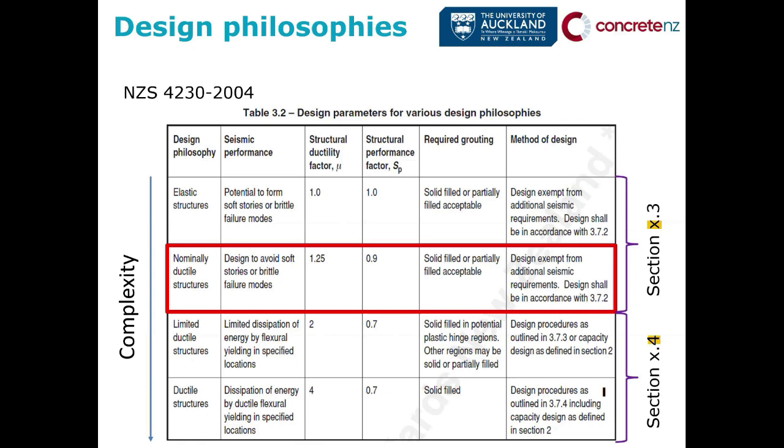Why is this? Well, it's simpler design. We don't need to design the seismic detailing, and at the end of the day it's usually more cost effective because we don't need seismic detailing. We don't need so much steel. So it's usually preferred to use nominally ductile structures. That means that during this hour, I'm going to be focused on nominally ductile structures, sticking to section .3 and ignoring section .4.